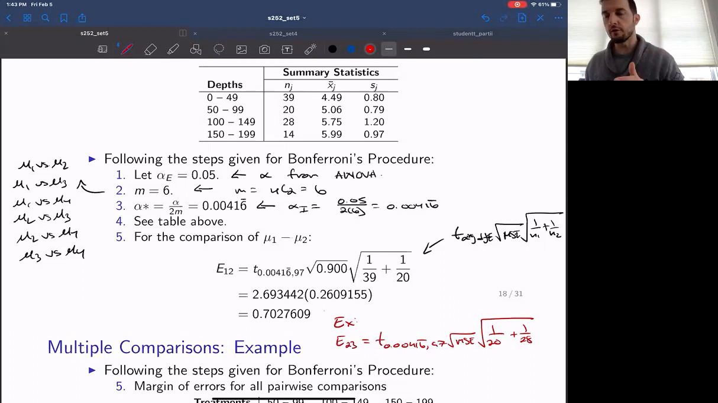Yeah, it's always choose 2 because multiple comparisons can only be about 2 means, because they're basically just 2-sample inferential procedures. So it's always going to be number of groups, choose 2, no matter what.